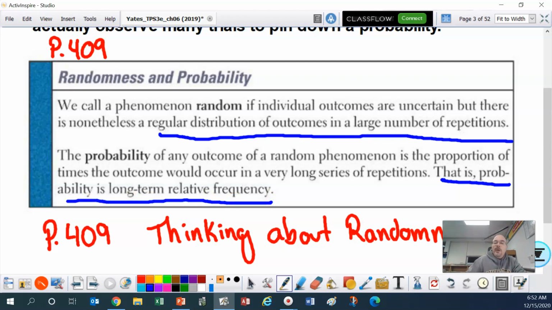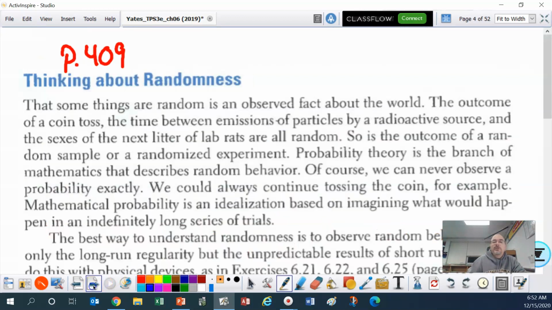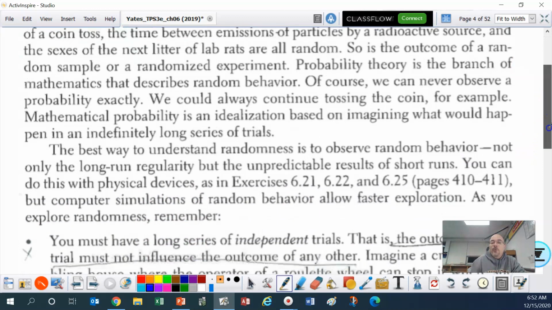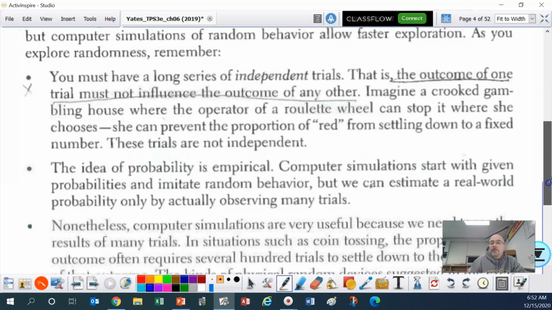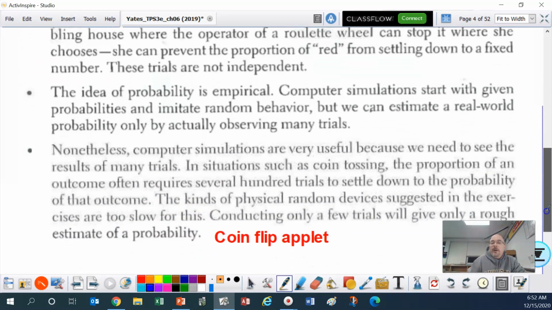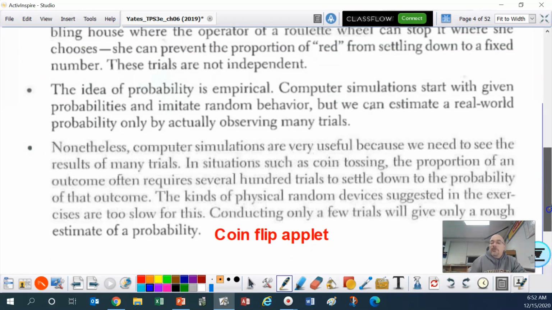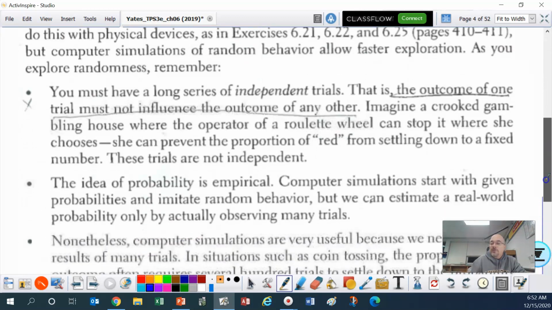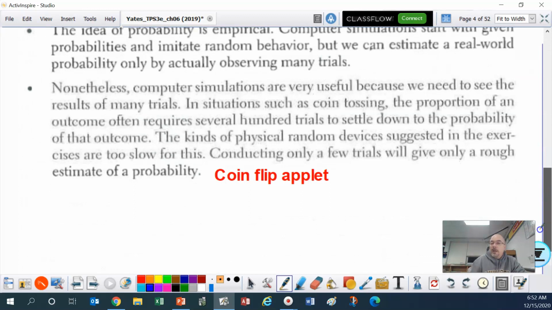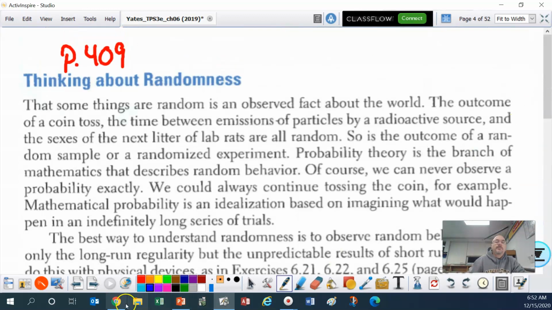On page 409, there's thinking about randomness. I'm not going to read all of this for you. I would like you to pause this video, open up your book, and read through what this is about, especially the bullet points. If you haven't done it already, pause the video and read through thinking about randomness on page 409. I am going to continue with the rest of this lesson.